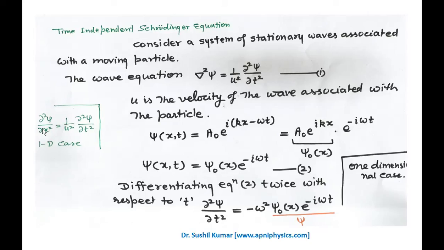So first of all, the time independent Schrodinger equation. Consider a system of stationary waves associated with a moving particle. So stationary waves here are basically a group of waves that is associated with a moving particle. Again, the same concept of de Broglie waves, matter waves. So the wave function is associated with the particle and basically provides the information of matter waves.